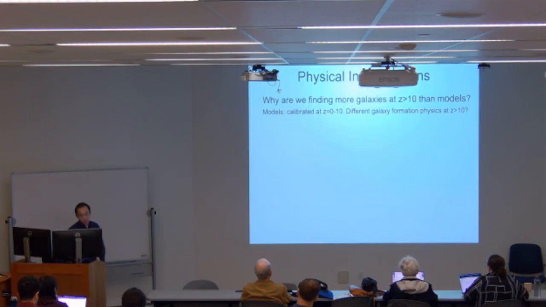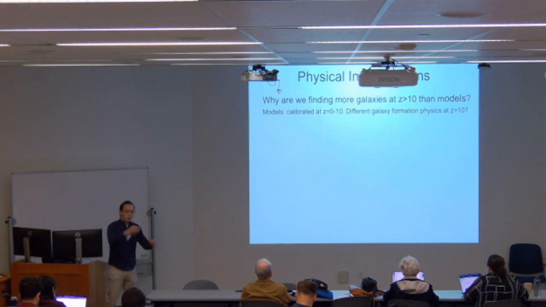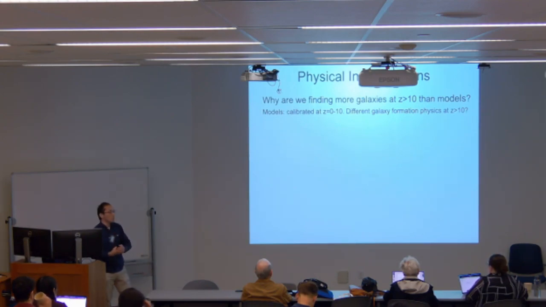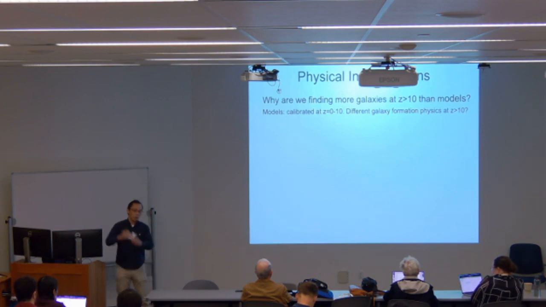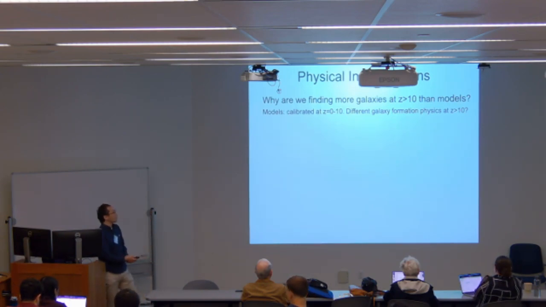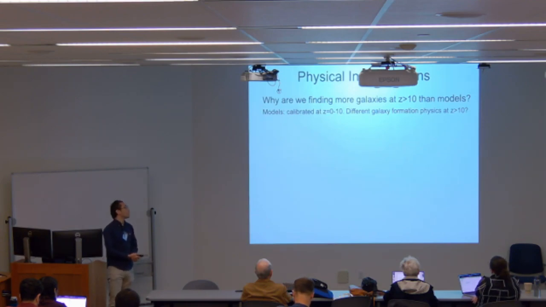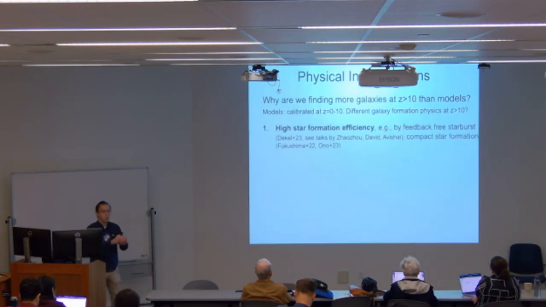Then what makes the tension between the JWST observations and the model predictions? These models are calibrated at redshift around 0 to 10 using the Hubble dataset. So this indicates that some of the galaxy formation processes may be different at redshift below 10 and redshift beyond 10. And as you know, there are many intensive discussions about the origin of this tension between the JWST observations and the model predictions.